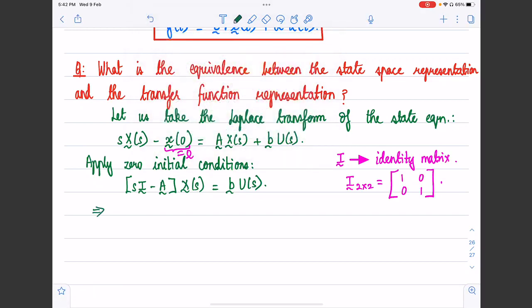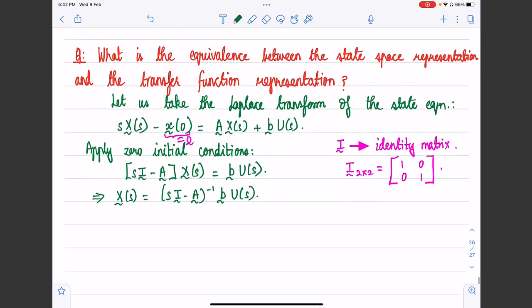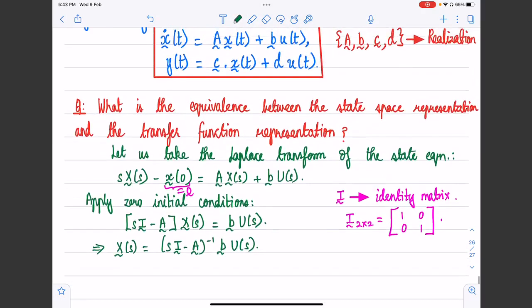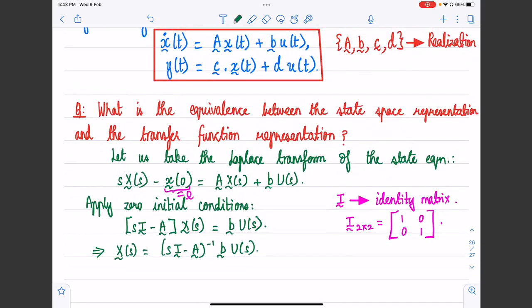And then what we do is that, assuming that the inverse of sI minus A exists, we essentially get X of s to be equal to sI minus A inverse B times U of s. Okay, so that's what we have by taking the Laplace transform of the state equation. Okay, so I hope this step is clear. We will shortly be applying it.